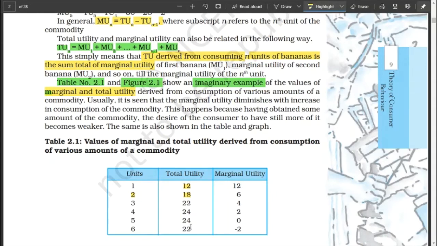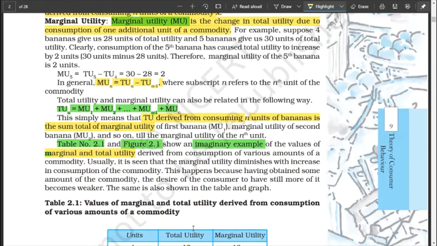That is the meaning of total utility. You add them all together, the sum total, the total satisfaction you get from each unit of a commodity you consume. The number of units you consume, you can say n number of units, n. Here n is equal to 6. If I consume only 3, n is equal to 3, I get only 22. If I consume 4, n is equal to 4, I get 24 level of satisfaction. Consume up to 6, n is equal to 6. Total utility, total satisfaction I get is 22. That's the concept of total utility.